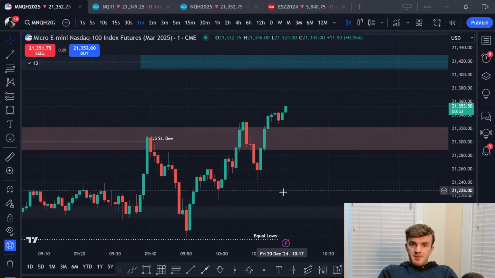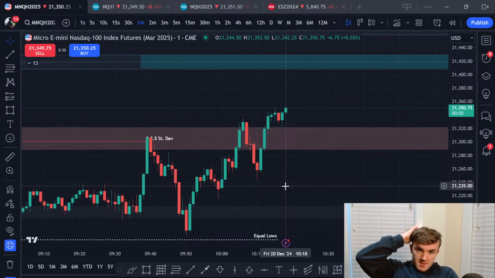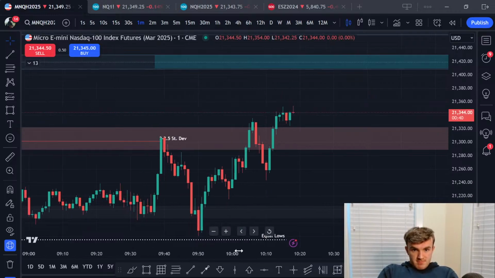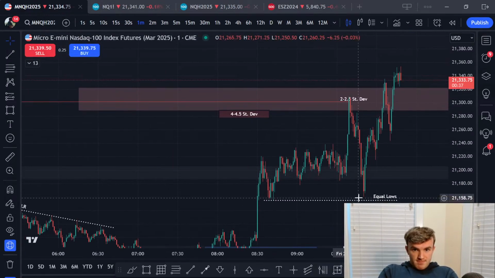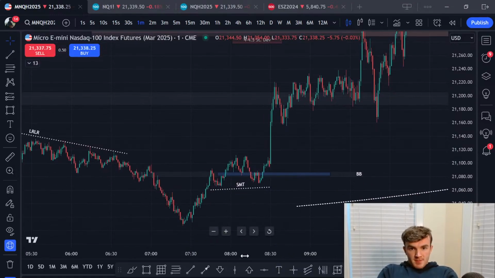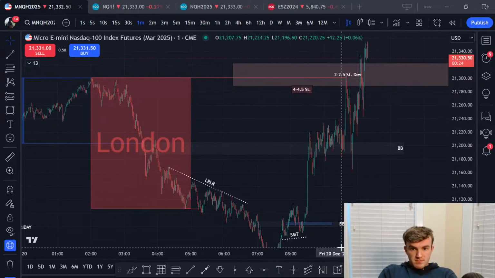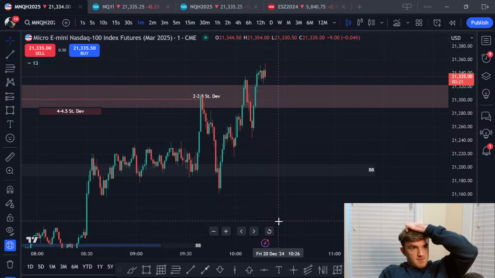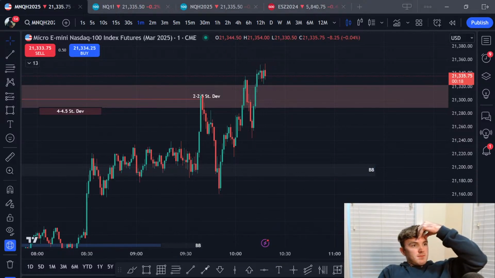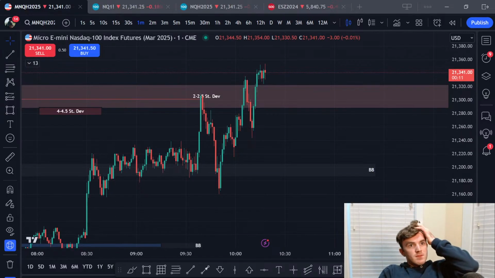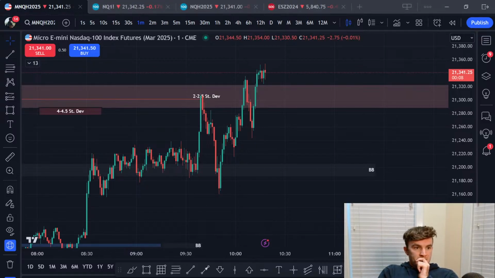This would have been a nice scalp, to be honest. Simple, in line with bias. It's a nice buy model. Nice looking buy model.